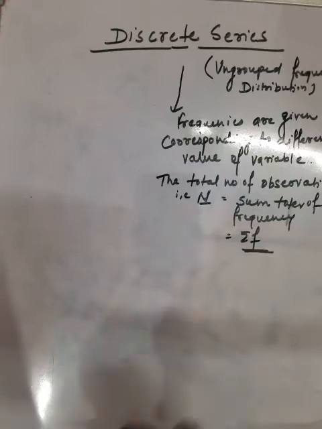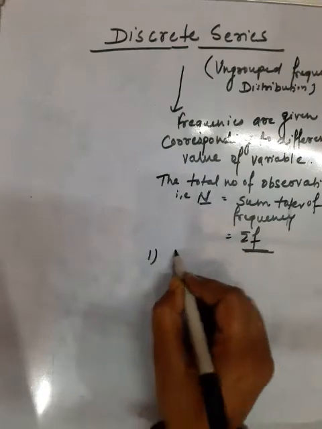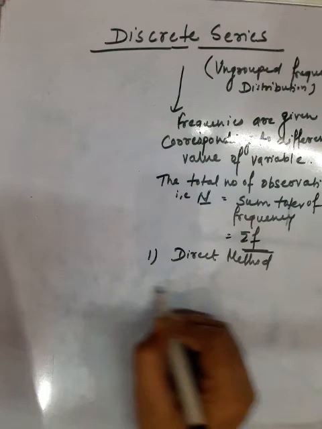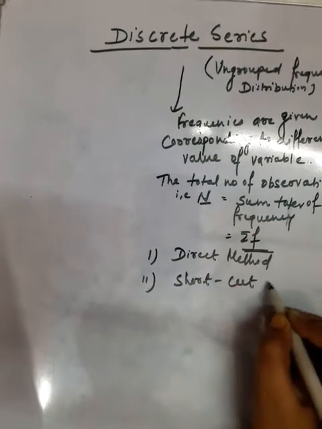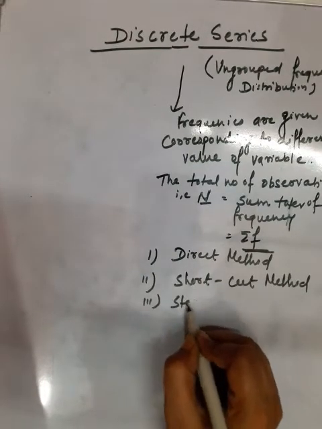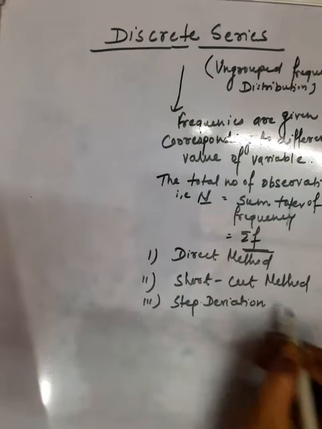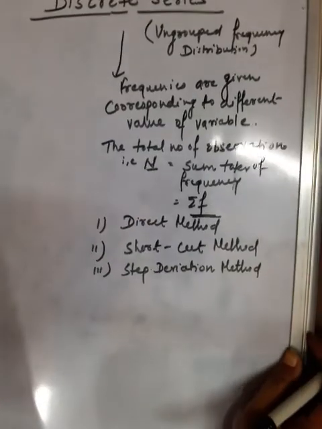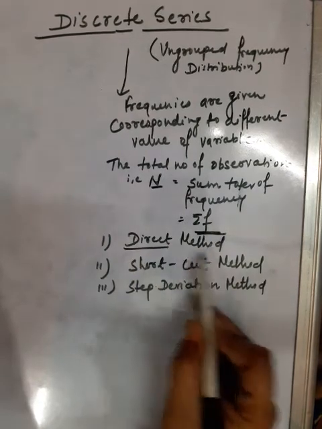Again, arithmetic mean in discrete series can be computed by applying three methods: first one is direct method, second is shortcut method, and third one is step deviation method. These are the three methods. First I'll discuss the direct method.